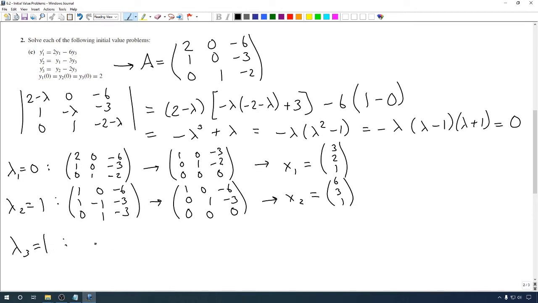Alright. Now, wait, sorry, that's going to be, lambda 3 is negative 1, sorry. Now we're subtracting negative 1 from our diagonal elements, which means we're adding 1 to them. So we have a 3, 1, and negative 1. Everything else is still the same.